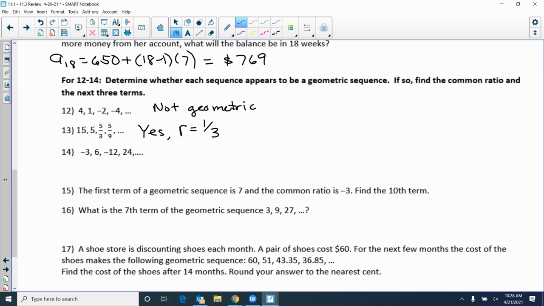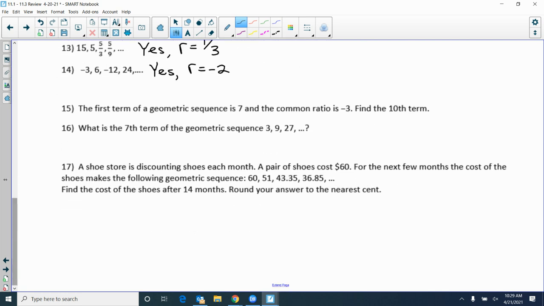All right, 14. Josh, what do you say? Geometric? No. Yeah. Yes. And what are we multiplying by, though? 3. I don't know how you multiply. 2. Throw in a negative there. -2.